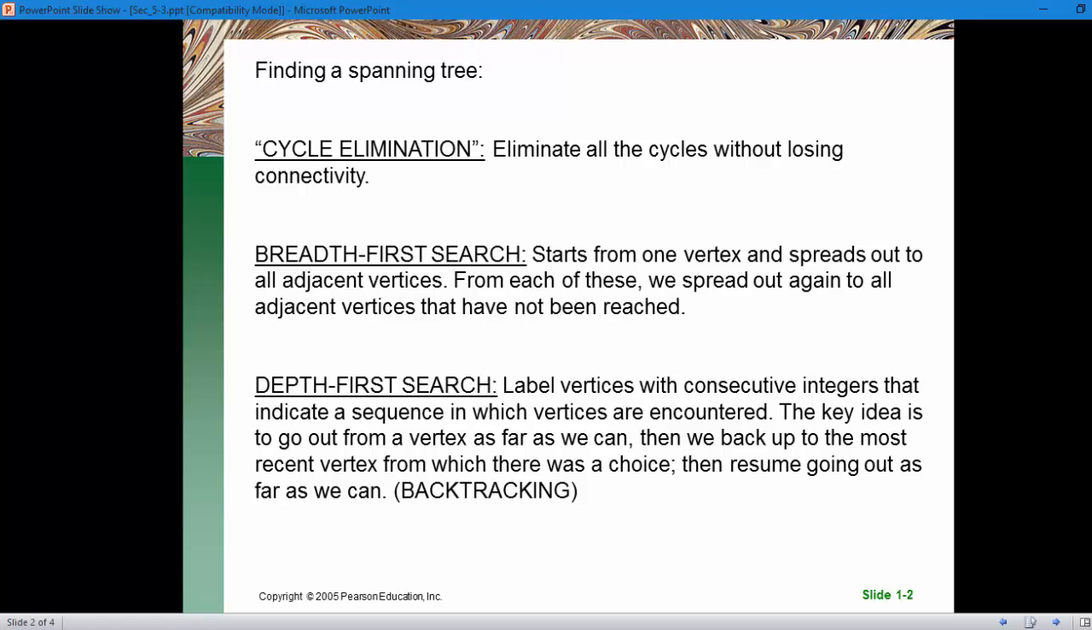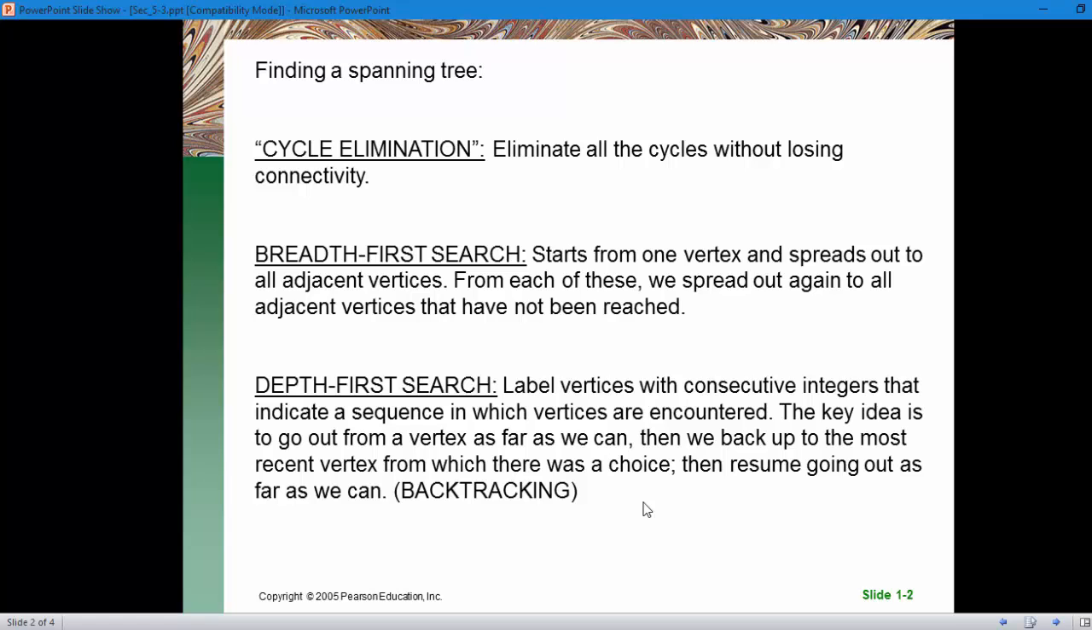So another way is what we're going to describe in this section. It's the depth first search algorithm. Now the idea here is to label the vertices with consecutive numbers, integers, that will indicate a sequence in which the vertices were found. And here's the key idea, is to go from one vertex and you go as deep as you can within the graph, and then you back up when there's nowhere to go. And then you resume going out as far as you can through another direction.